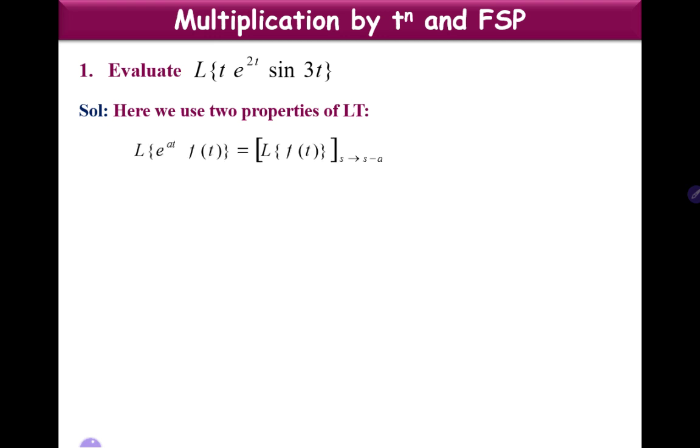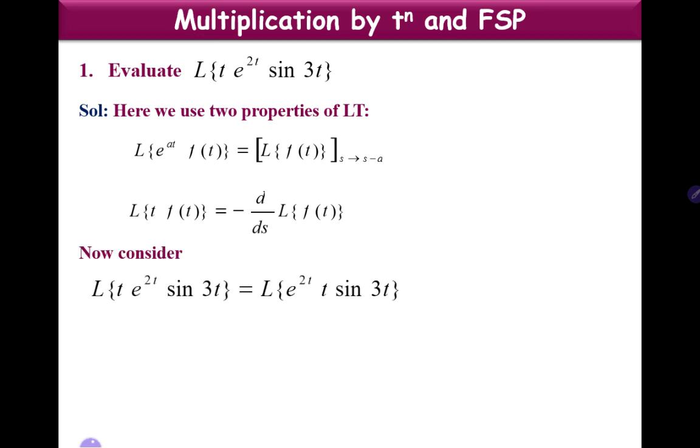So here we use two properties. The first one is the first shift property, which states that L of e power at into f of t is L of f of t with s replaced with s minus a. And the second property is L of t times f of t is equal to minus d by ds of L of f of t, because in this function we have t into some function and e power at into some function. So now let us consider the given function, L of t into e power 2t into sin 3t. We can write it as L of e power 2t into t sin 3t.